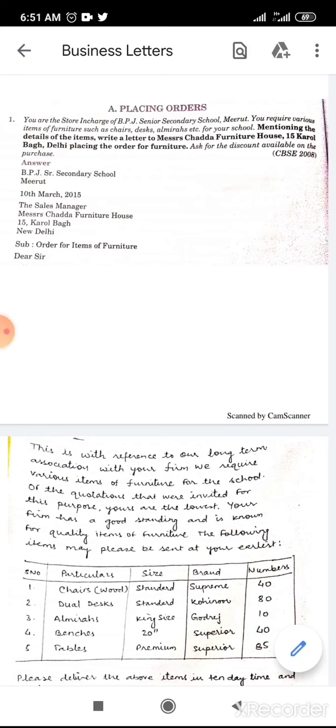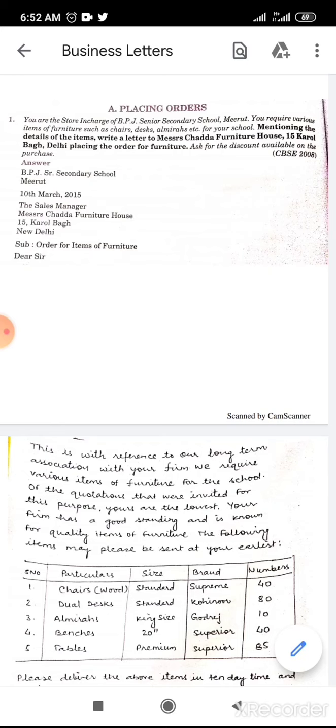And now see the address. One more address is being given here. The sales manager, Messrs. Chadda Furniture House, 15 Karol Bagh, New Delhi. So whose address is this? Yes, this is the address of the receiver, the one who is going to receive this order, this letter. So this is the sales manager, and the Messrs. Chadda Furniture House, 15 Karol Bagh, New Delhi. Once again, you have just taken this address from the question itself. Always remember, when these addresses are given in the question in your examination, you have to just follow the same addresses. You cannot change them.